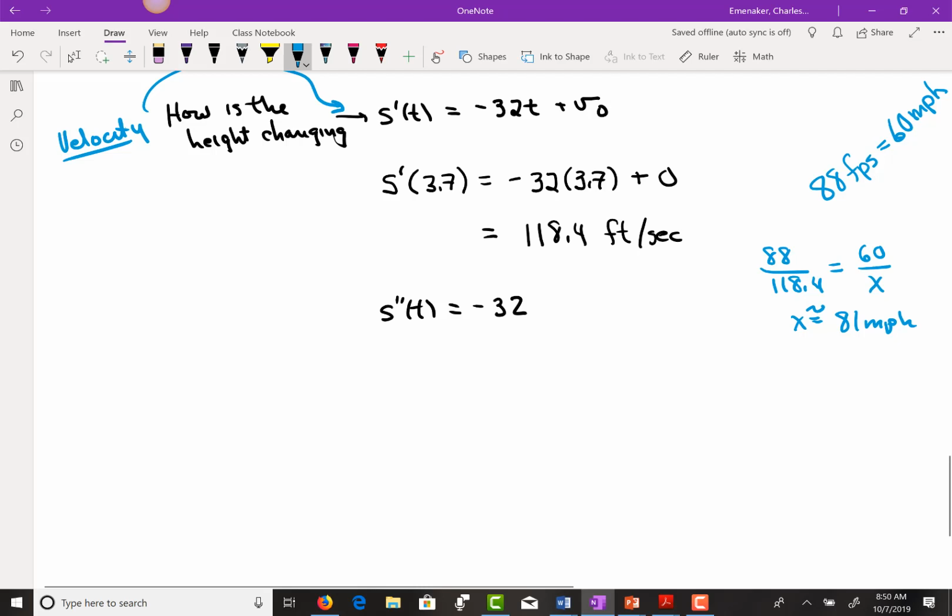You're going from 30 miles an hour to 40 miles an hour to 50 miles an hour to 60 miles an hour up to about 65 miles. Oh yeah, as your velocity changes, that's called acceleration. This measures how the velocity is changing. This is acceleration.